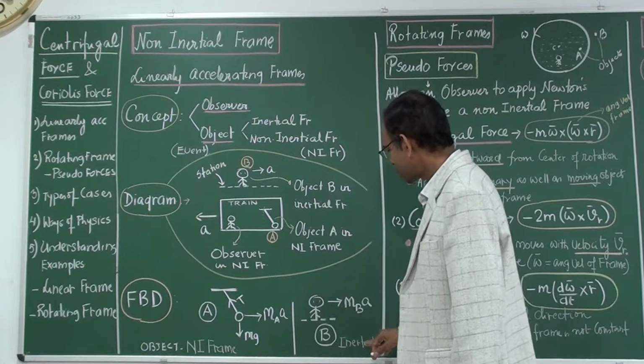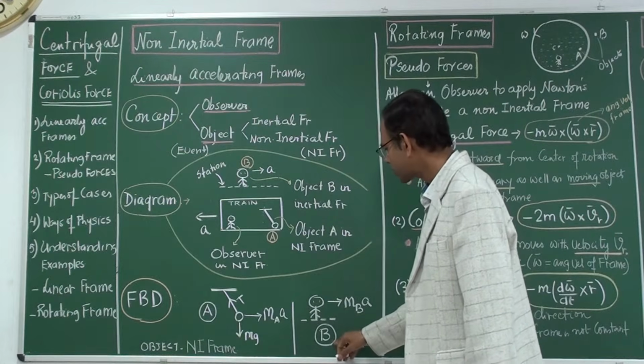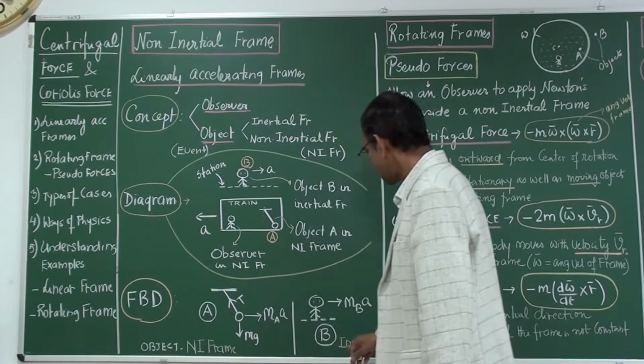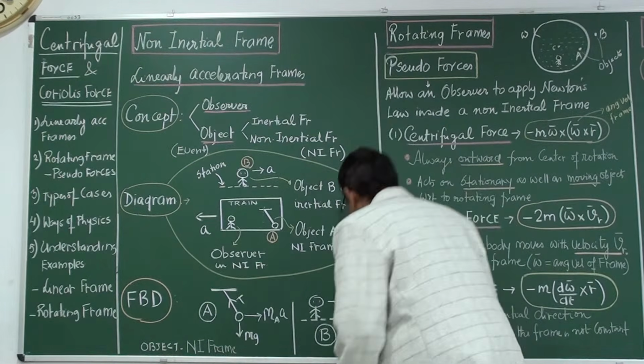Now, in the inertial frame I write the object. The object is in the inertial frame. Object in the non-inertial frame, here object in the inertial frame. Maybe I can write object.